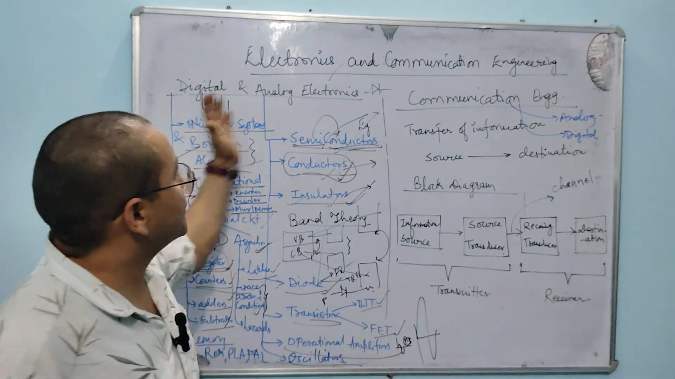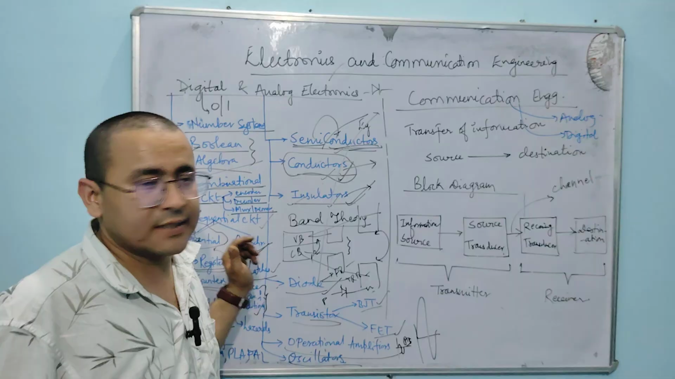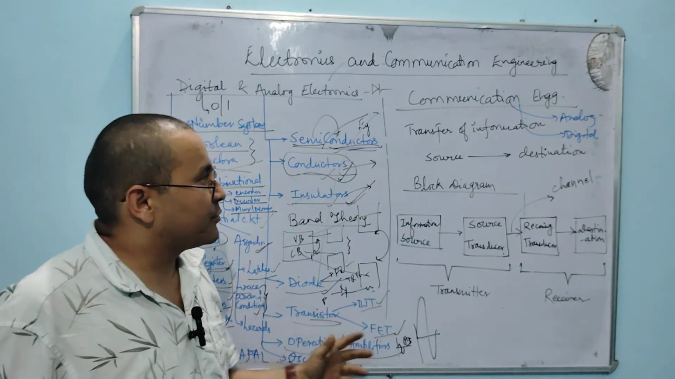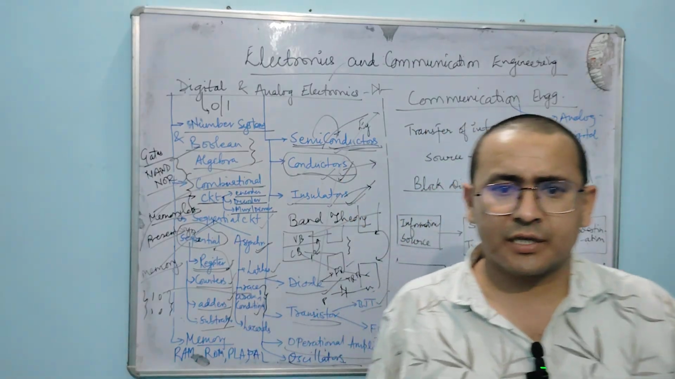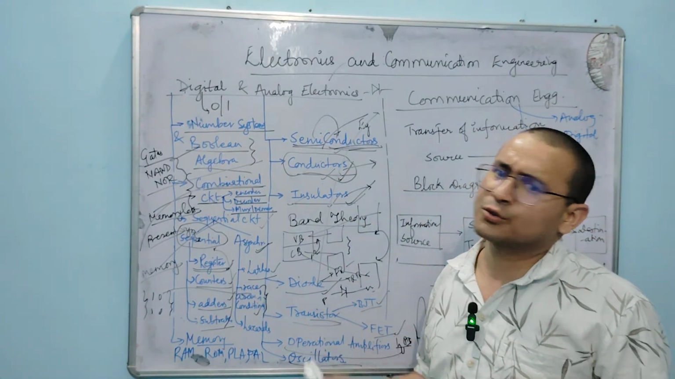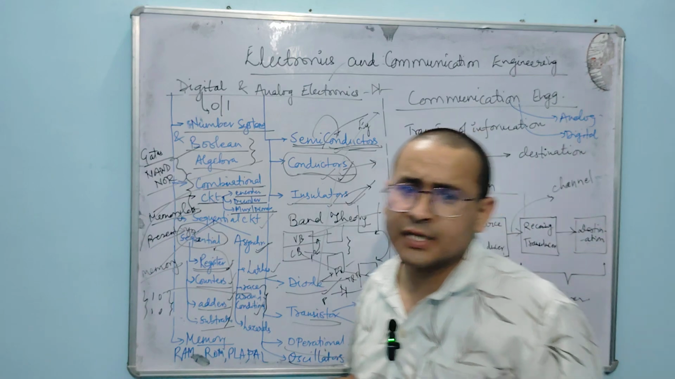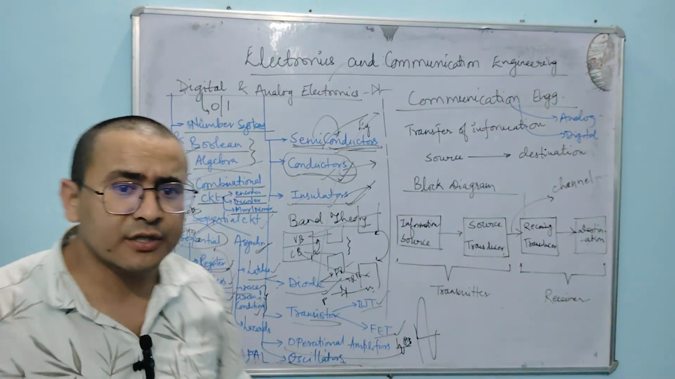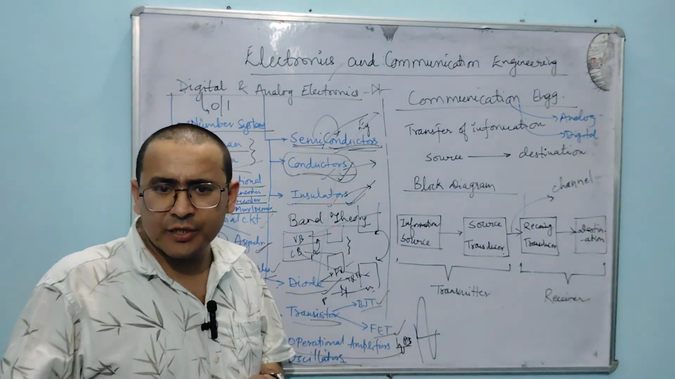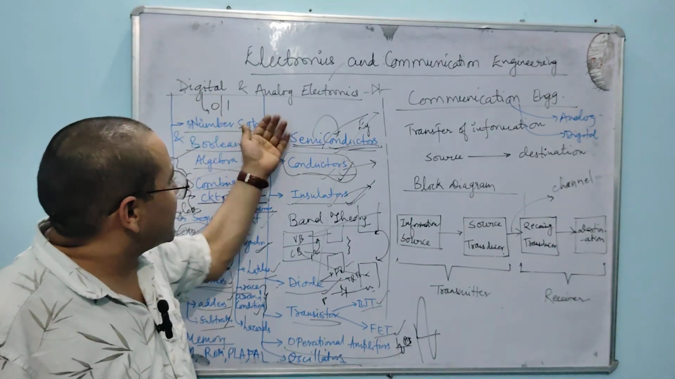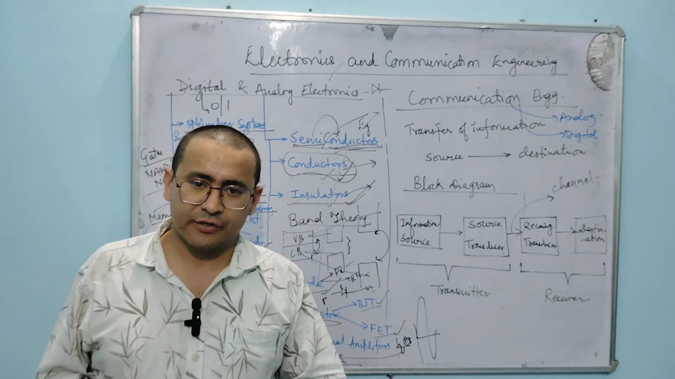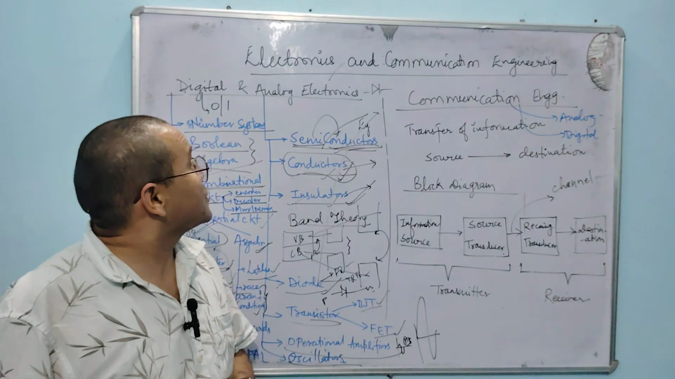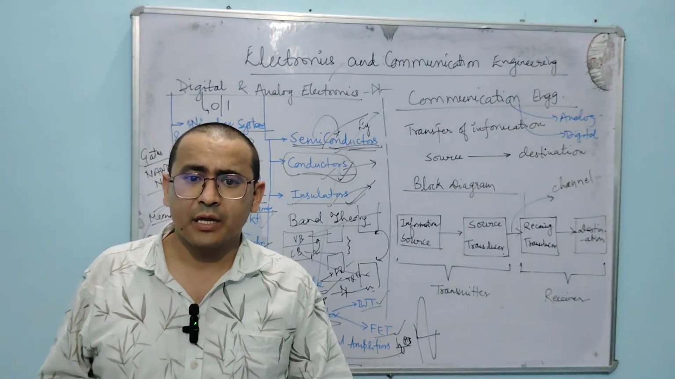So this is what today's lecture or discussion covers: what electronics and communication engineering is. However, there are many more subjects and correlations, because every subject is correlated and interrelated in engineering. So in continuation to this electronics and communication, we have digital as well as analog electronics, and likewise communication, which will be discussed here in communication engineering.